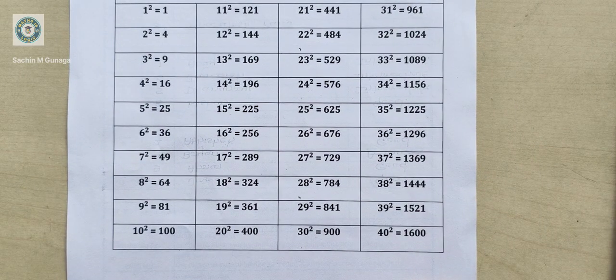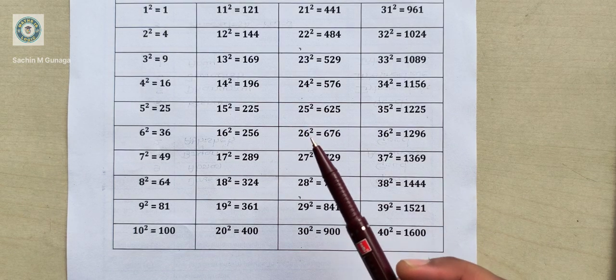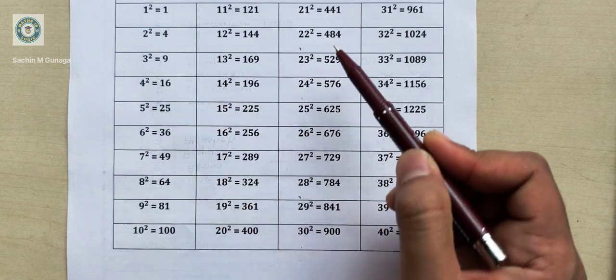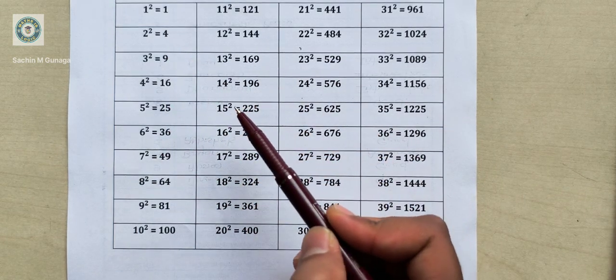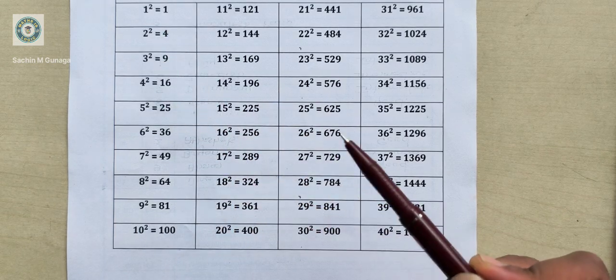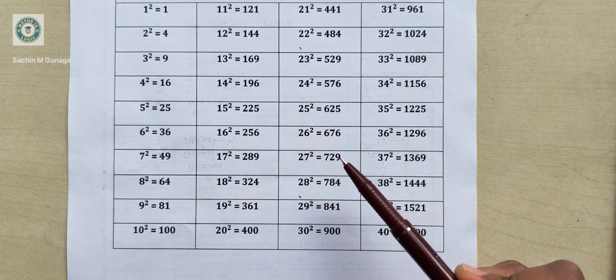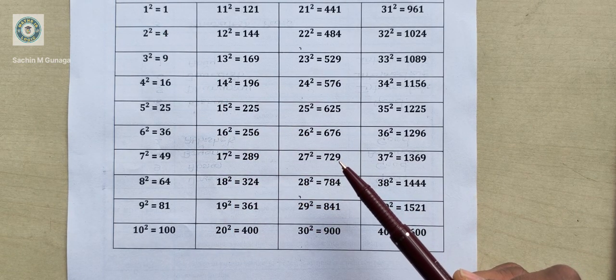Next, in this list, if we observe properly, we never get 2 as well as 3 as a last digit.